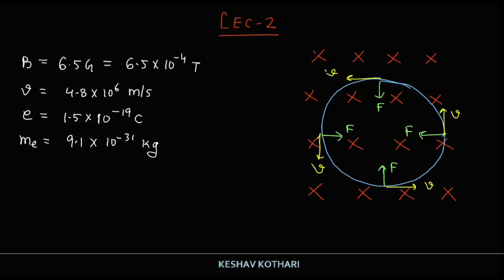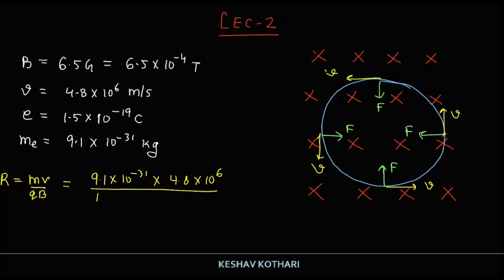So from here we calculate that the radius r in which it is moving can be determined as r equal to mv by qB. So if we substitute the values, we have 9.1 into 10 to the power minus 31 kg, V as 4.8 into 10 to the power 6. The value of charge in this problem is mentioned as 1.5 into 10 to the power minus 19, and that of magnetic field is 6.5 into 10 to the power minus 4. So all the values are in SI units, so the value will be obtained in meter.